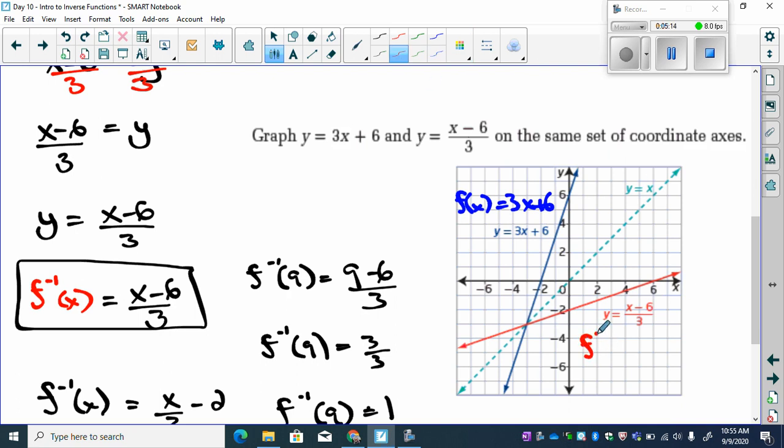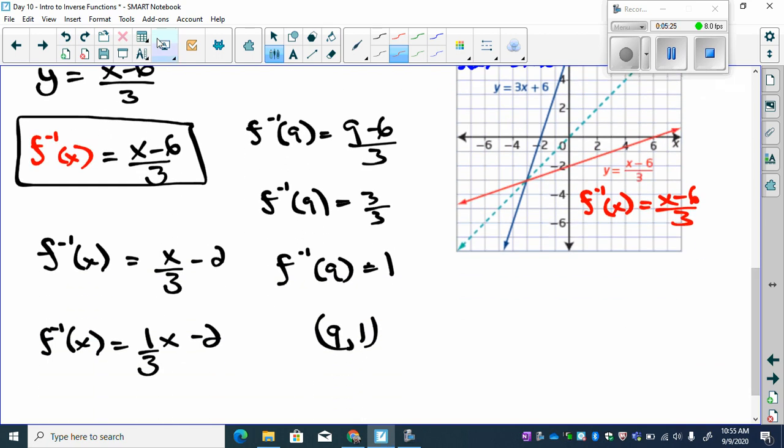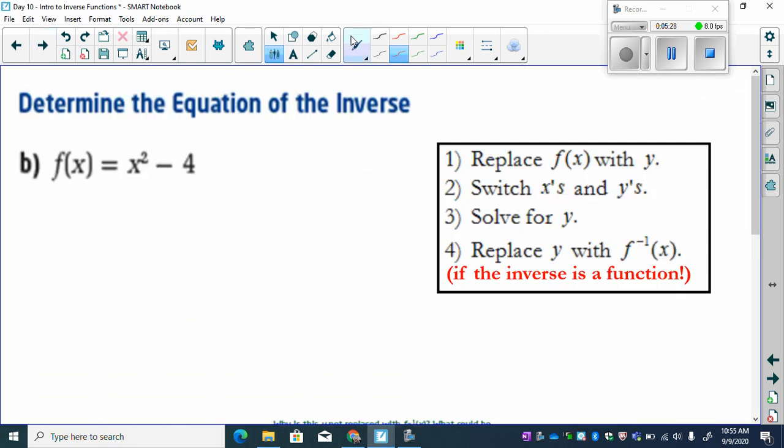And you can use f inverse of x equals (x minus 6) over 3. It's also a function. It's the inverse of this blue one. Okay? Now, when it comes to this one, as we said, this is a parabola. It does not pass the horizontal line test. So I cannot do step 4 without restricting the domain.